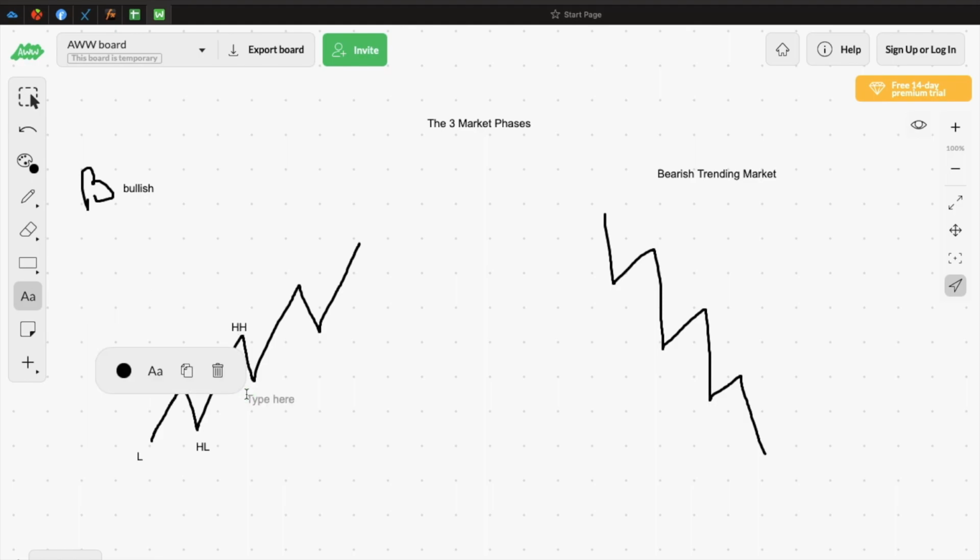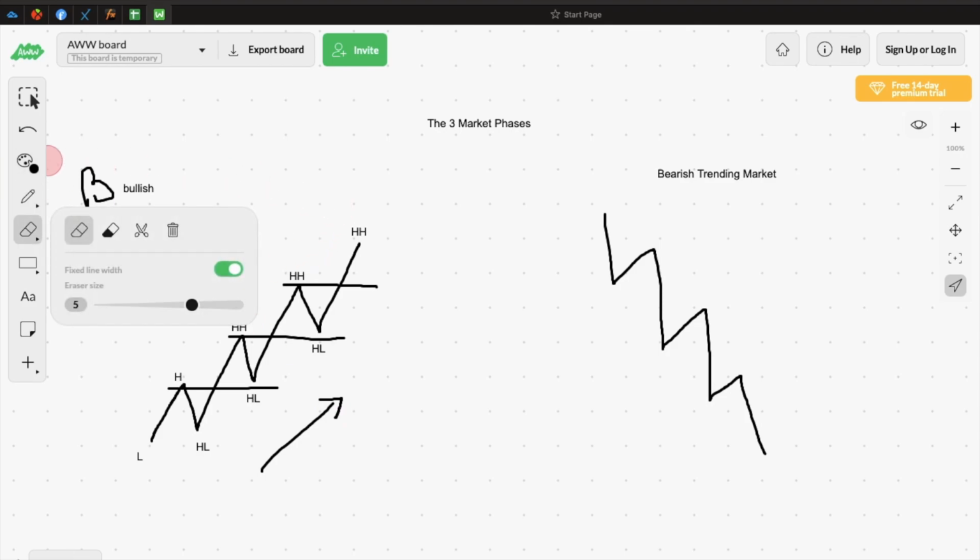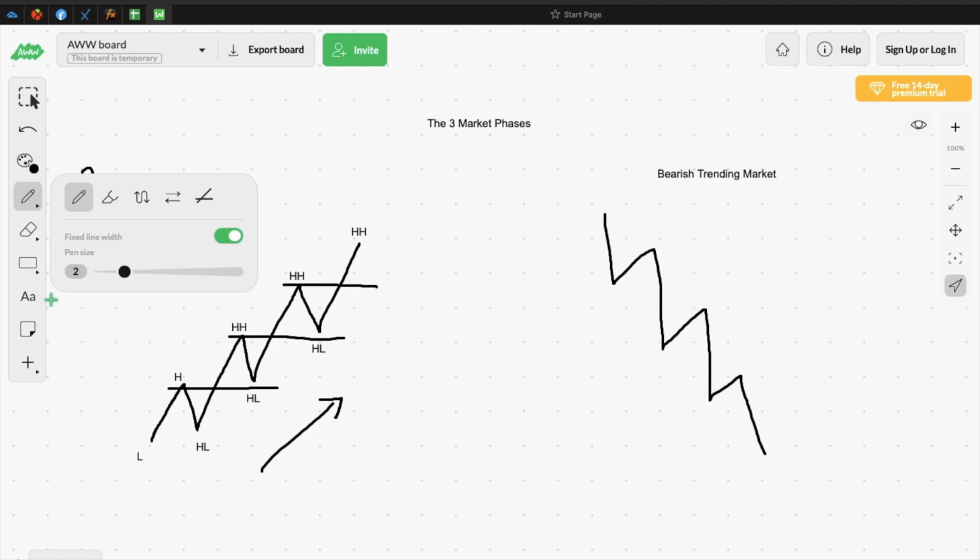This will be the new higher low, new higher high, higher low, and then higher high, right? So in this market structure right here, you would only look for buys, right? Only look for buys because price is going up. You want to go with the trend. Trend is your friend. All right. So in the bearish trending market, you would only look for sells, right? Because it's going down. You want to go with the trend.